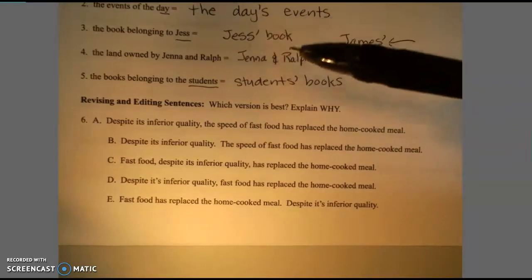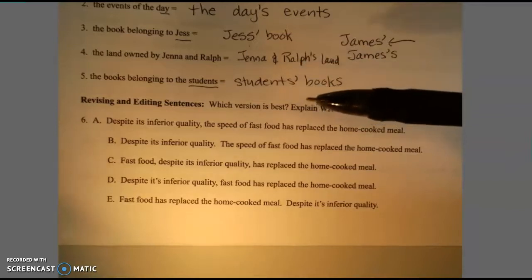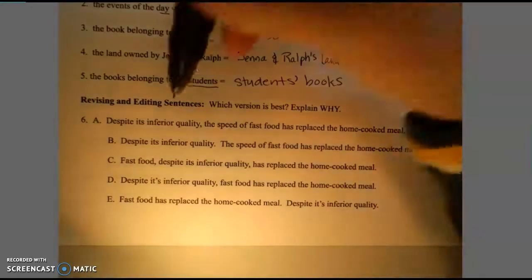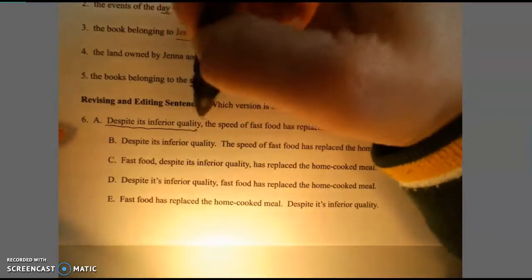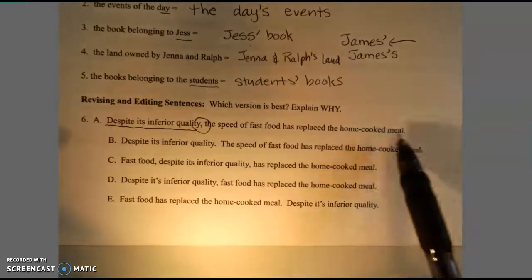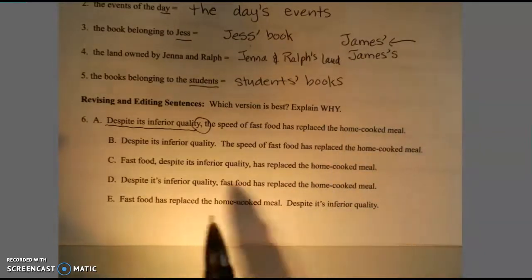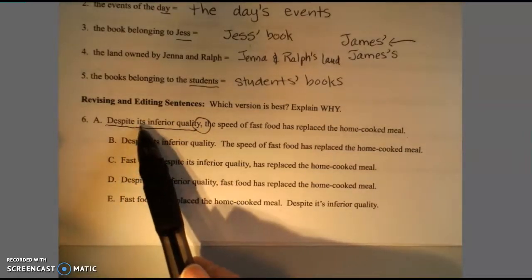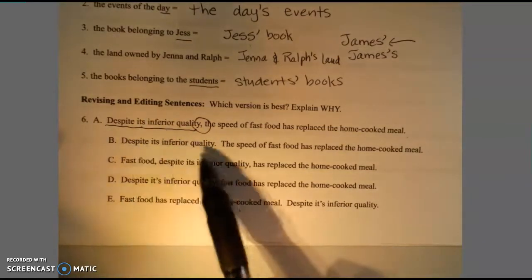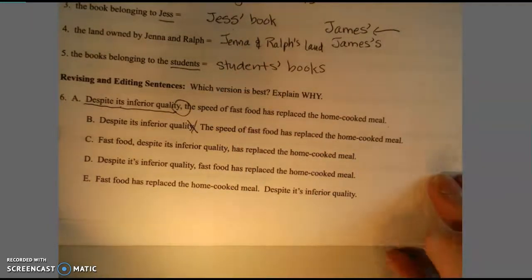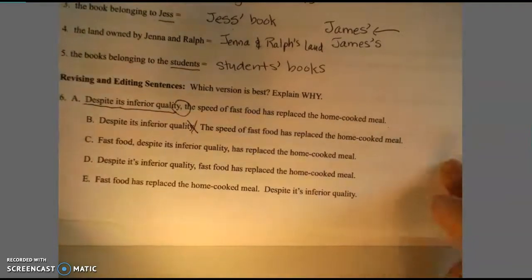Despite its inferior quality, the speed of fast food has replaced the home-cooked meal. So we have a phrase opener that ends with a comma. The speed of fast food has replaced the home-cooked meal. That looks okay. And the its is correct as well, right? Because it's the possessive its. Despite its inferior quality. Well, that's wrong. Putting a period there is wrong because that becomes then a fragment.